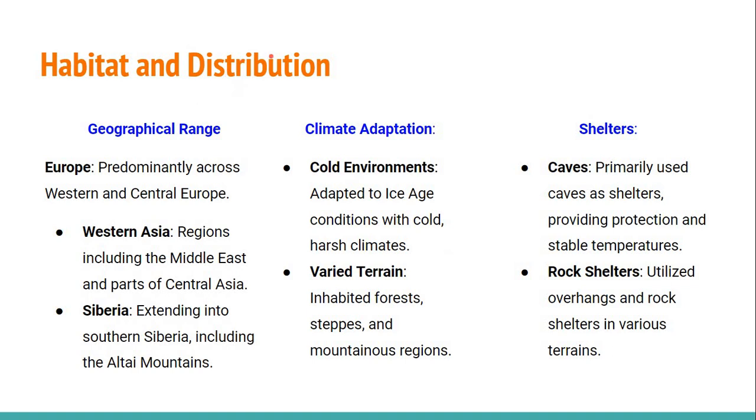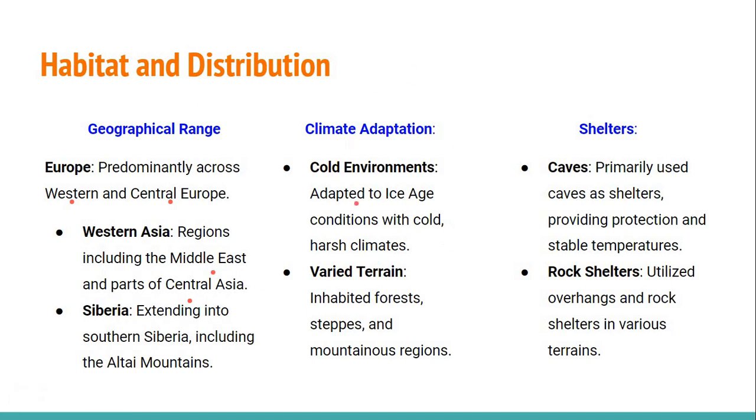Now let us see what was the habitat and distribution. They lived predominantly in Western and Central Europe. In Western Asia also we found some of the fossils, and so we can conclude that regions including the Middle East and parts of Central Asia were also inhabited by Neanderthals, extending into southern Siberia, including the Altai Mountains.